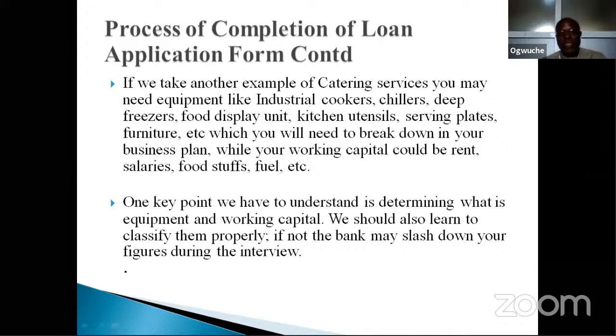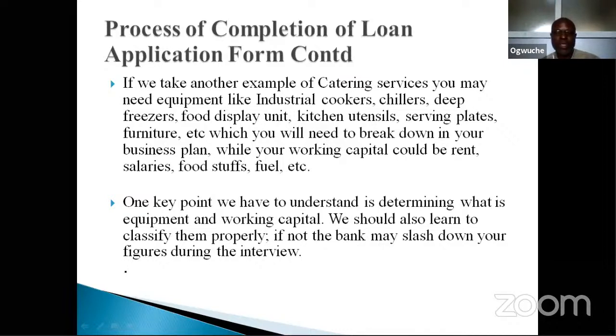The same also with catering. If you are going into catering, equipment that you require might include industrial cooker, chillers, deep freezers, food display units, kitchen utensils, serving plates, furniture, which you will need to break down along the line with the cost. Okay, well, your working capital could be your rent, salaries, foodstuff, and fuel. Okay, etc. So that's how you do that one.